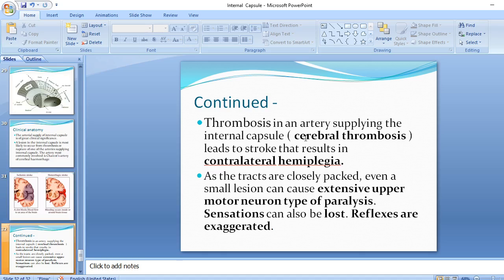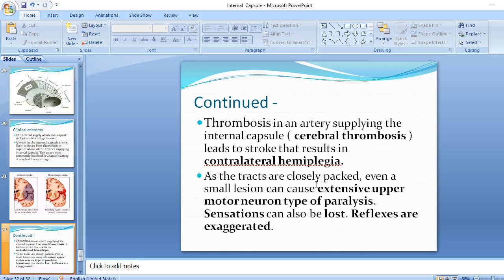So to summarize, the thrombosis in an artery supplying the internal capsule, that is the cerebral thrombosis, leads to the stroke that results in contralateral hemiplegia. Contralateral refers to the opposite. Hemiplegia means paralysis of half of the body. So if there is a lesion on the right side, the paralysis is on the left side and vice versa.